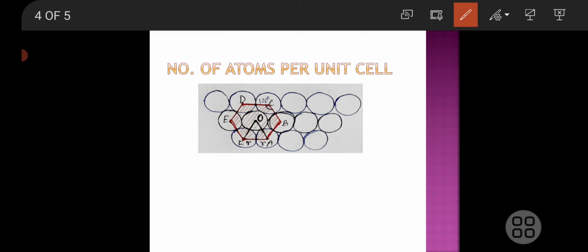Here you can find out that each atom shares some part, and that much part is shared within this unit cell. So how much part is this? Okay, so there are 6 atoms. This atom shares a certain part of itself to this unit cell. So we have to find out how much this sharing is.